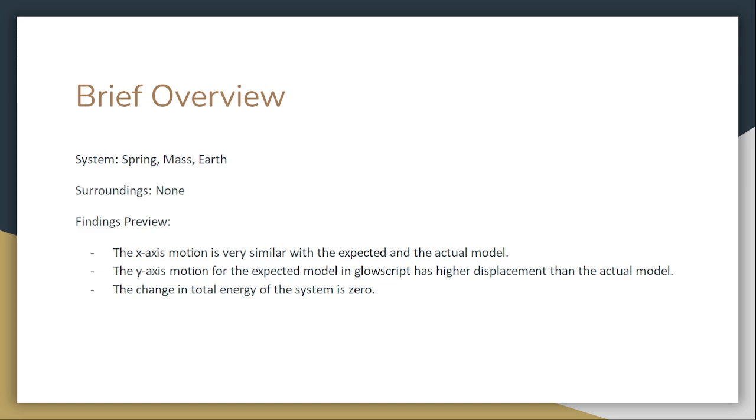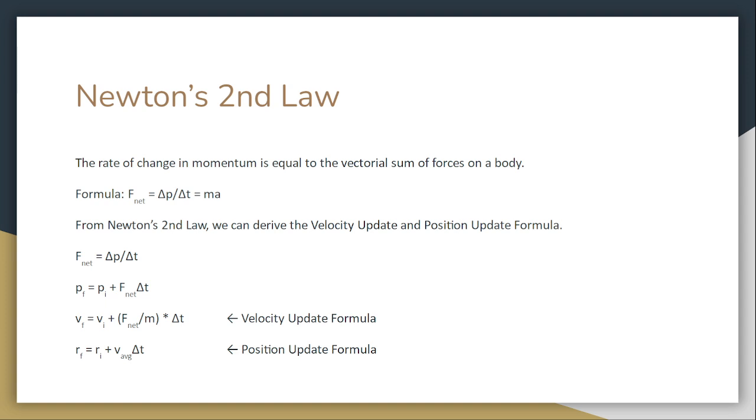From the findings, we found that the x-axis motion is very similar between the expected and the actual model. The y-axis motion for the expected model in GlowScript has higher displacement than the actual model, and the change in total energy of the system is equal to zero.